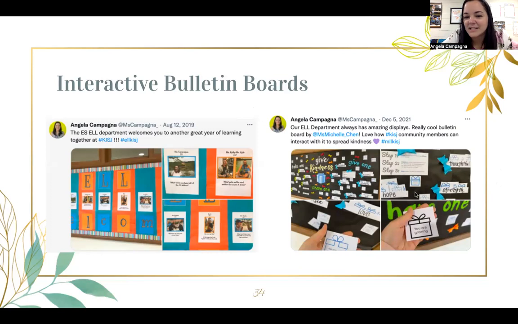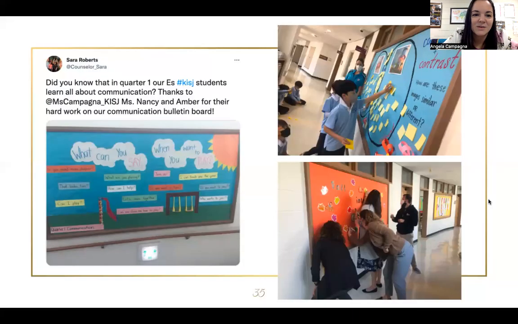And this is a really nice one created by my colleague Michelle, who teaches 4th grade ELL, spreading kindness around the school. And we did a collaboration with the counseling team about social language with these really nice sentence stems. What can you say when you want to play? The book recommendations was a really big hit.